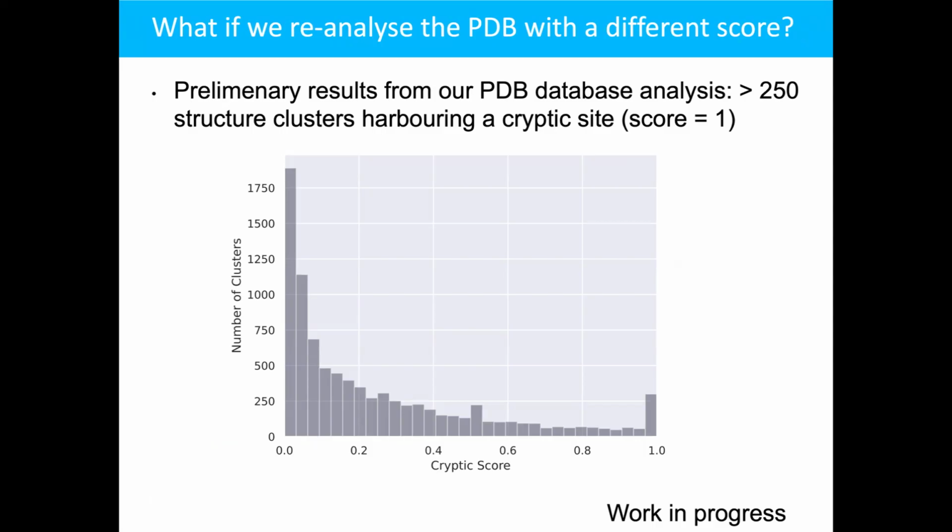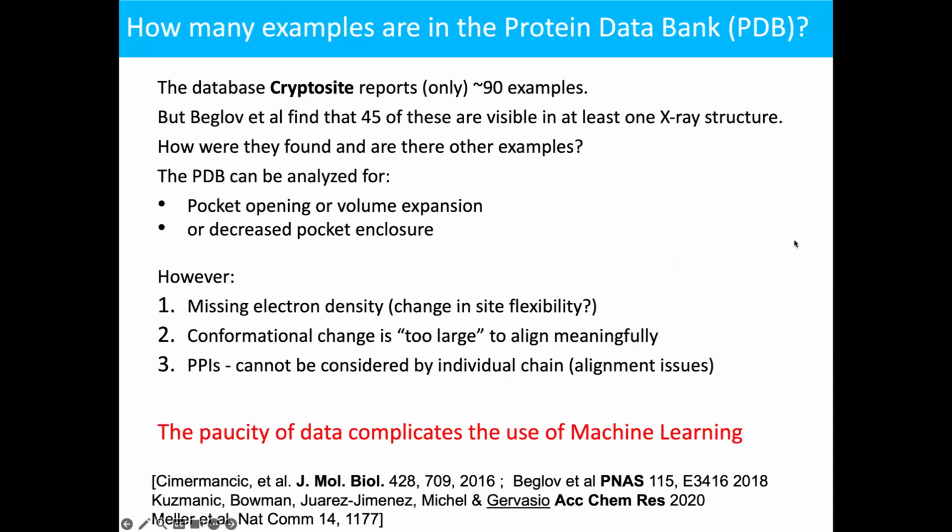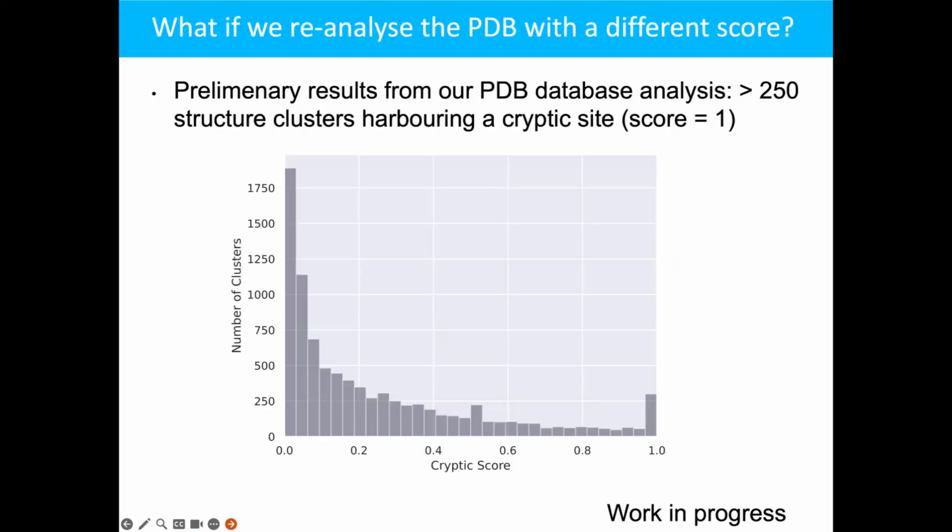So the cryptic pocket is one that is only visible when the ligand is bound. There are more than 250 clusters of proteins where there is a strong signal that they harbor cryptic pockets. So there are maybe more than those that we directly know through CryptoSite and other existing sites. But still, this is work in progress and is less trivial than you might think.